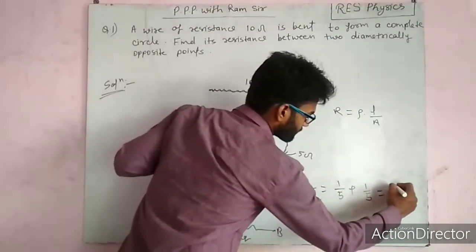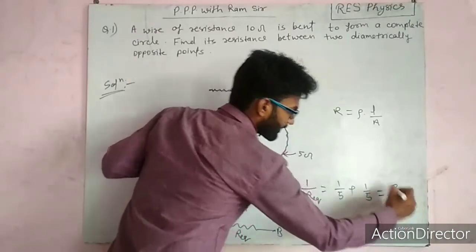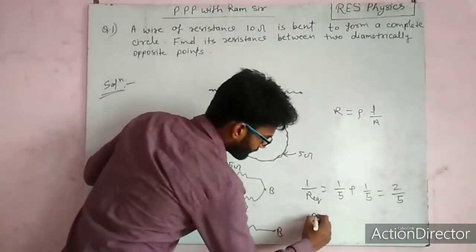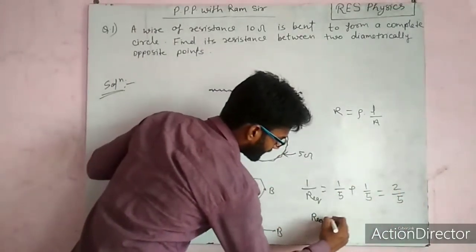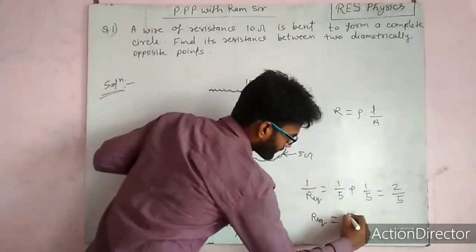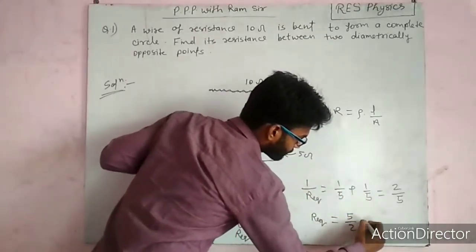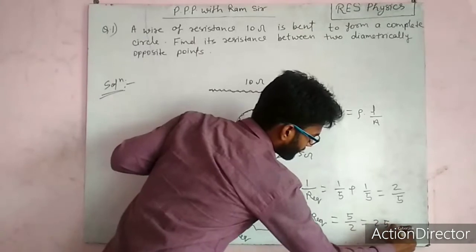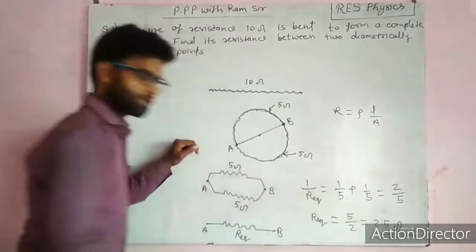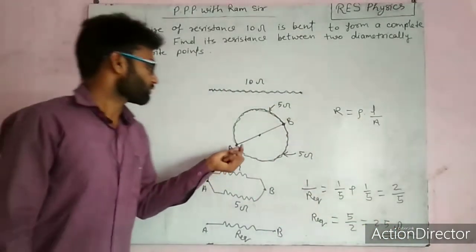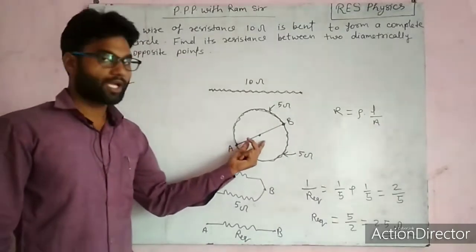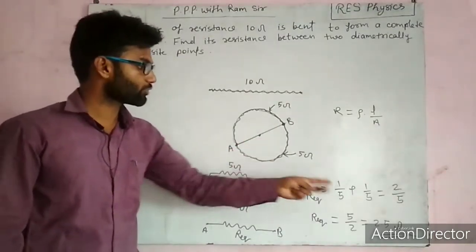Right. So 2 by 5 it will become. Now if we take R equivalent, the reciprocal of this is 5 by 2, that is 2.5 ohm. So this is the answer, right? So the resistance between two diametrically opposite points will be 2.5 ohm.